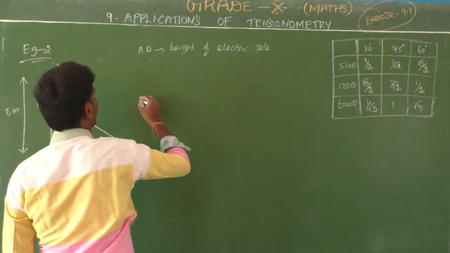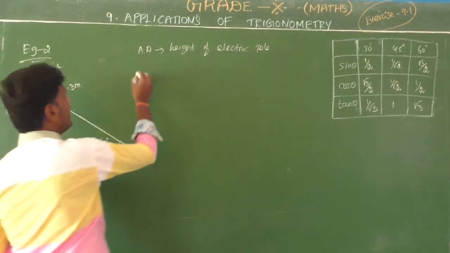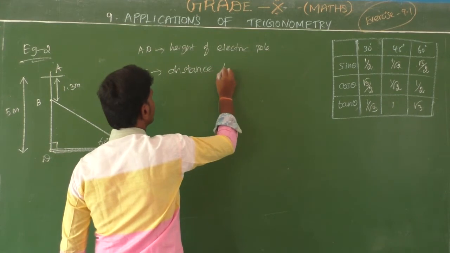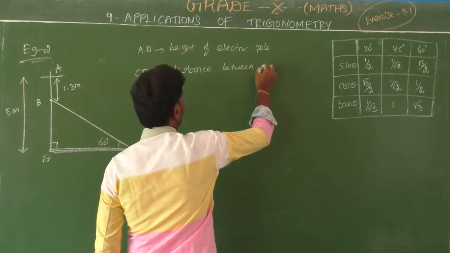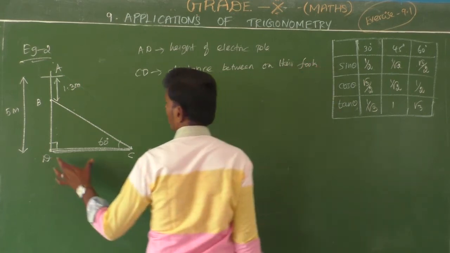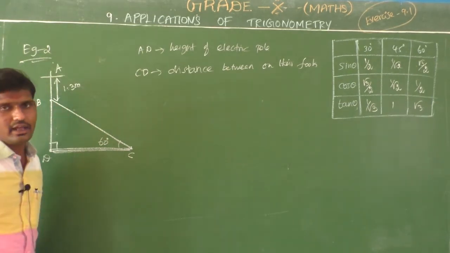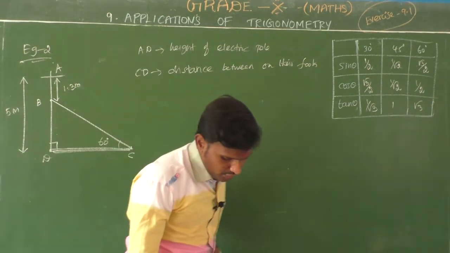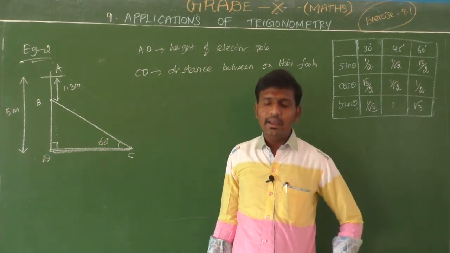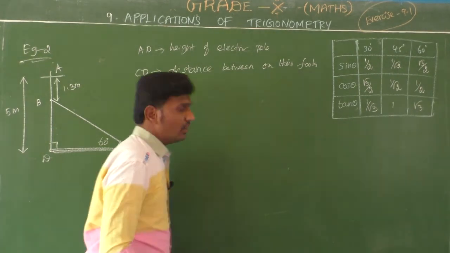Yes, student. Okay, and the angle theta is equal to 60 degree, and CD is the distance between their foots. Foots mean what are they? Foot of the electric pole and foot of the ladder. Okay, so that's only we are going to find. How far from the foot of the pole should the foot of the ladder be placed? Now it is very simple.